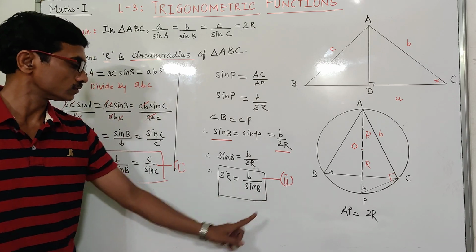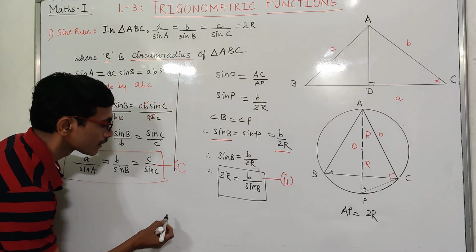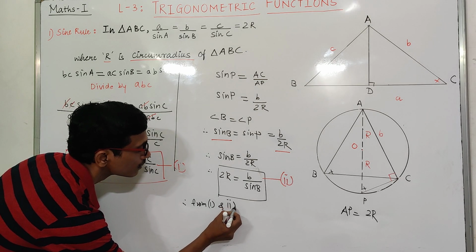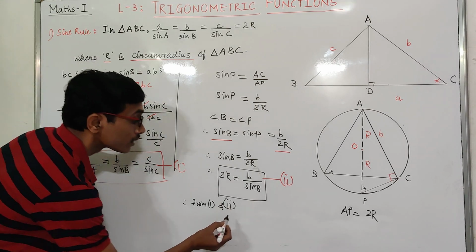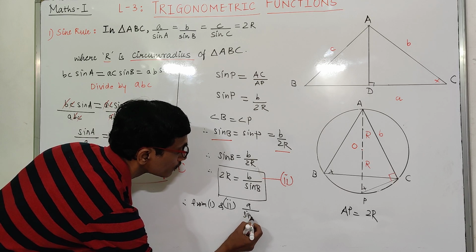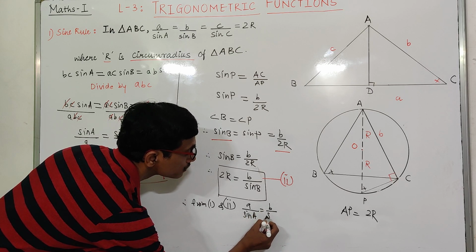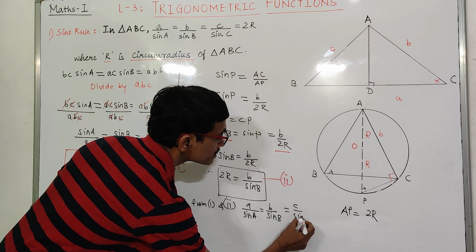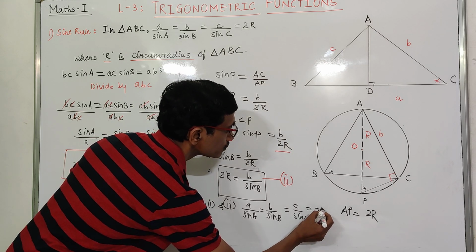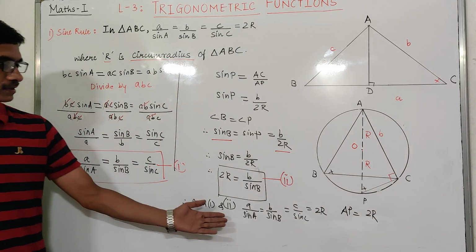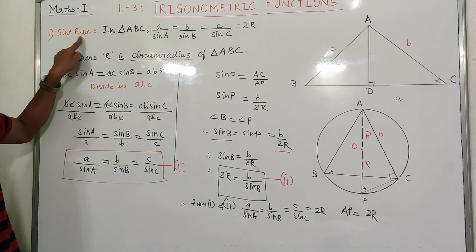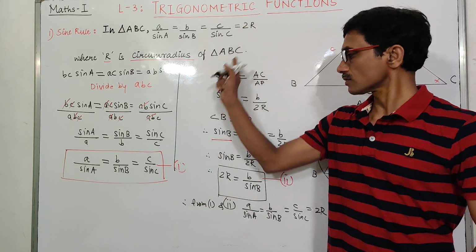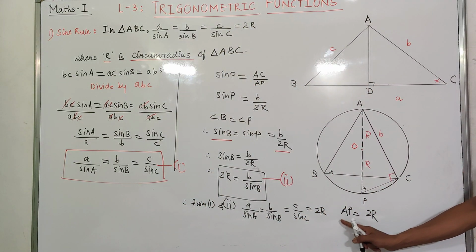So from 1 and 2 we can write a upon sine A is equal to b upon sine B is equal to c upon sine C is equal to what? 2R. So thus we have shown the sine rule, which is required. The sine rule in triangle ABC: a upon sine A, b upon sine B, c upon sine C, that is equal to 2R. So this is the sine rule.